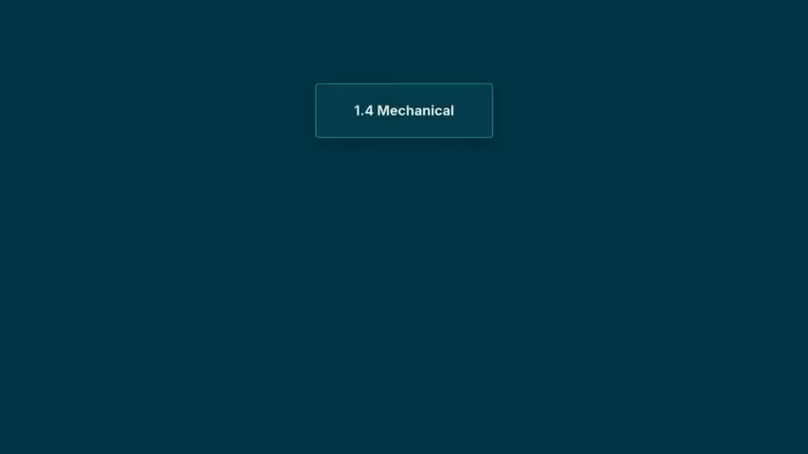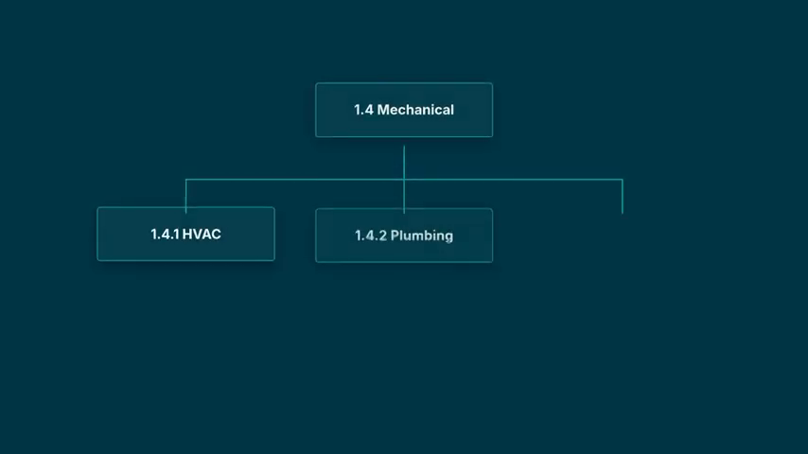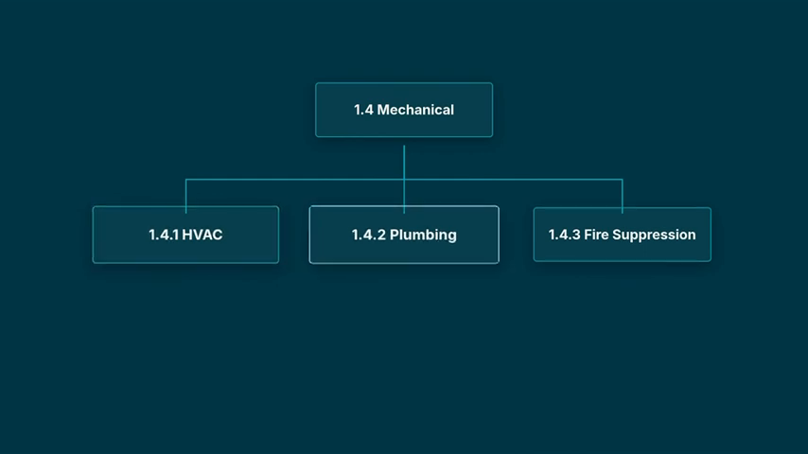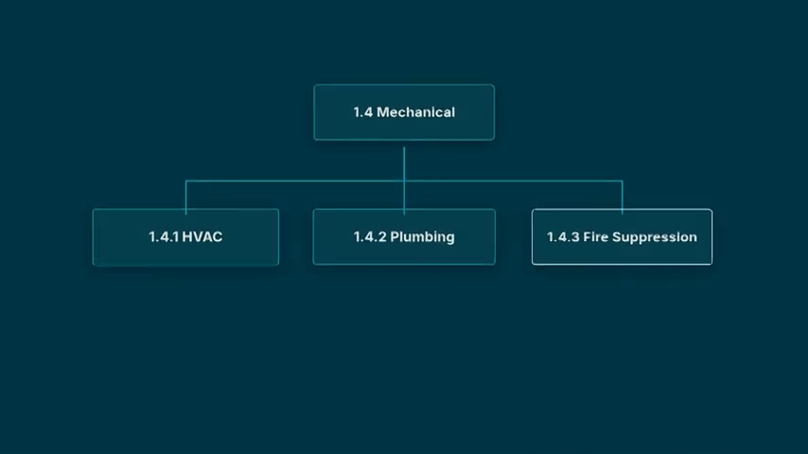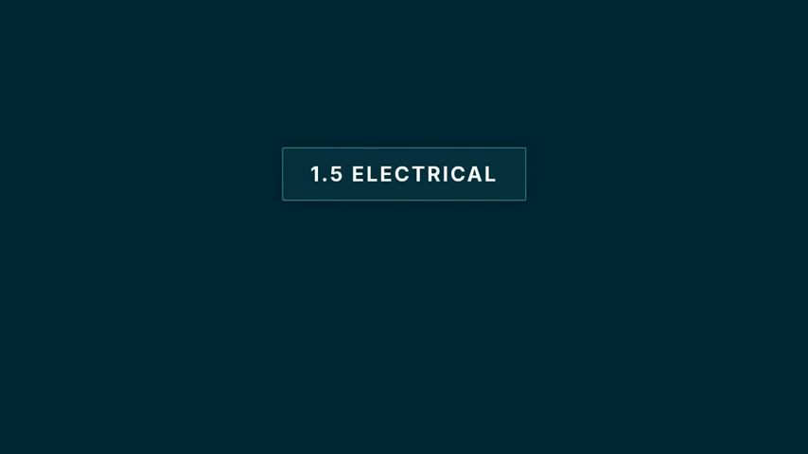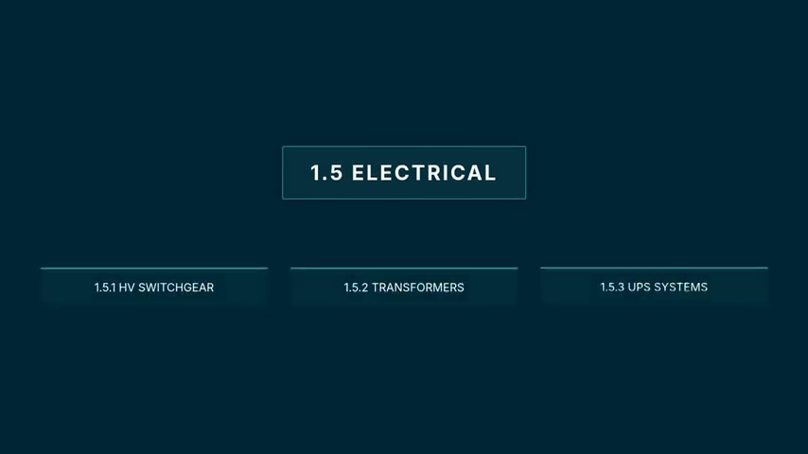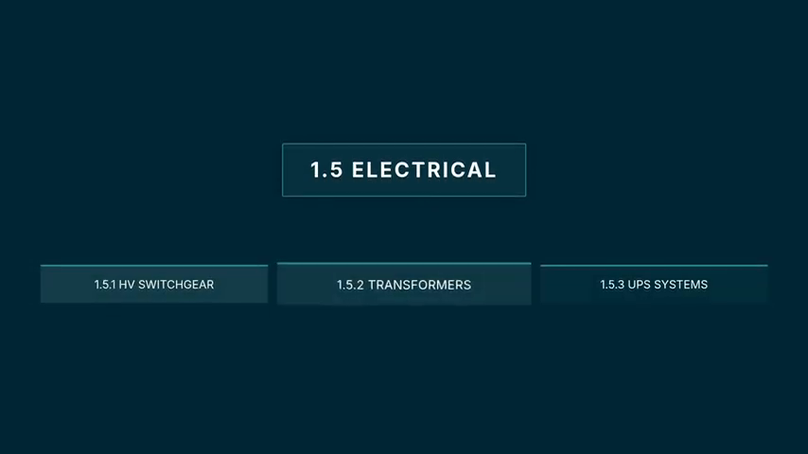Level 3 adds detail. Under mechanical, we have HVAC, plumbing, and fire suppression. Each node is a distinct unit of work. Under electrical, 1.5.1 HV switchgear, 1.5.2 transformers, 1.5.3 MV distribution, 1.5.4 UPS systems, 1.5.5 generators, 1.5.6 PDUs.